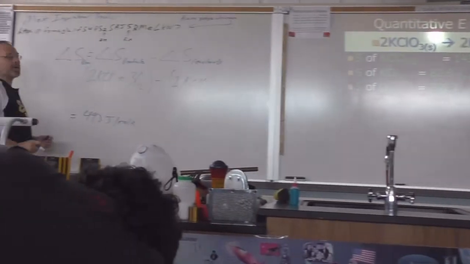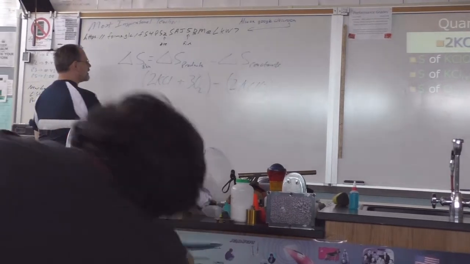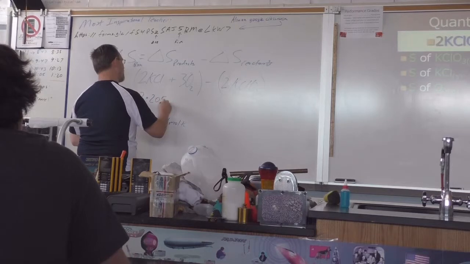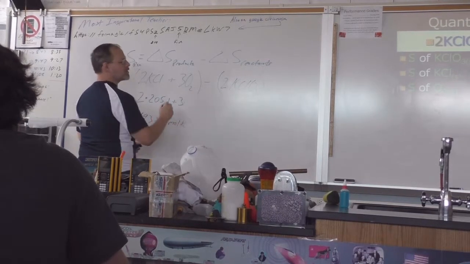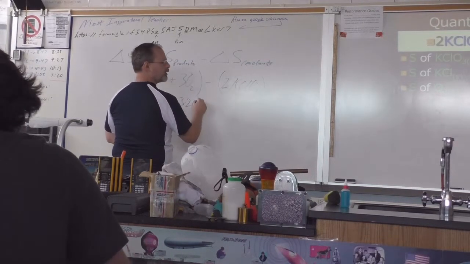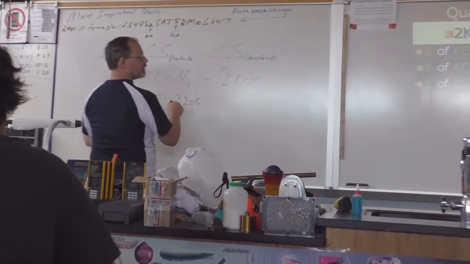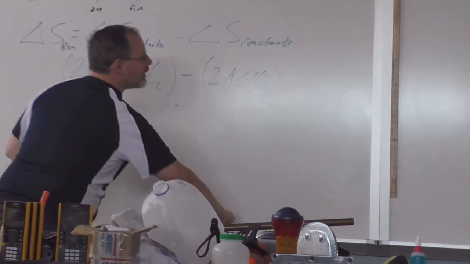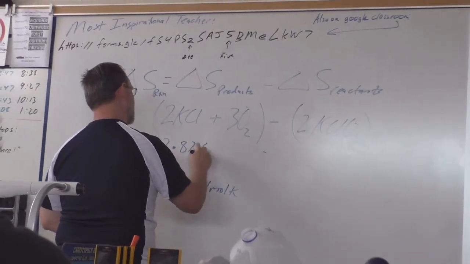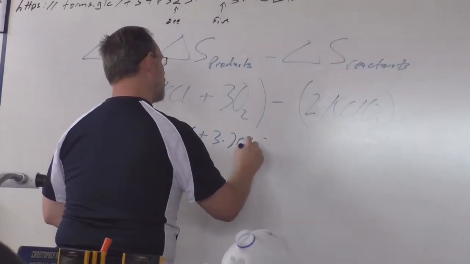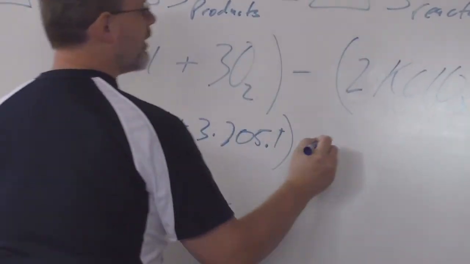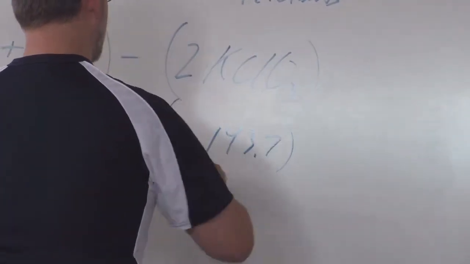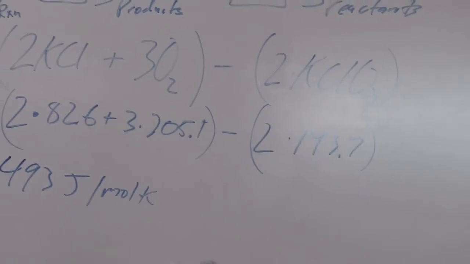Now, if you don't understand where that came from and you're too shy to mention it, we've replaced the KCl with 82.6 and replaced the oxygen with 205.1. Sorry, I got those backwards. And then we replace the KClO3 with 143.7, and we do our math. Okay, and that's where we're going to get it.